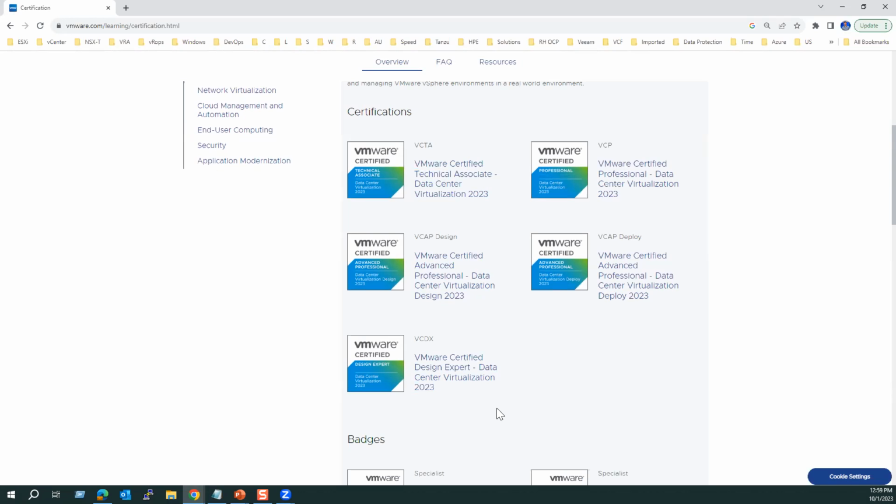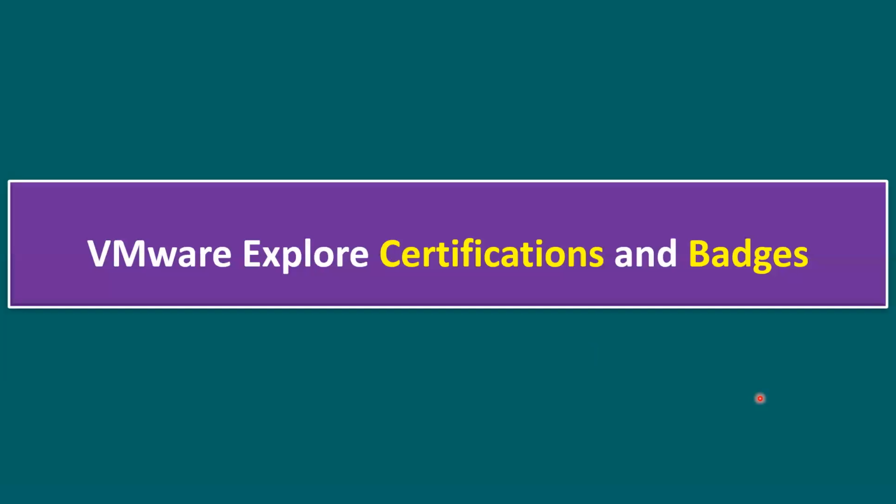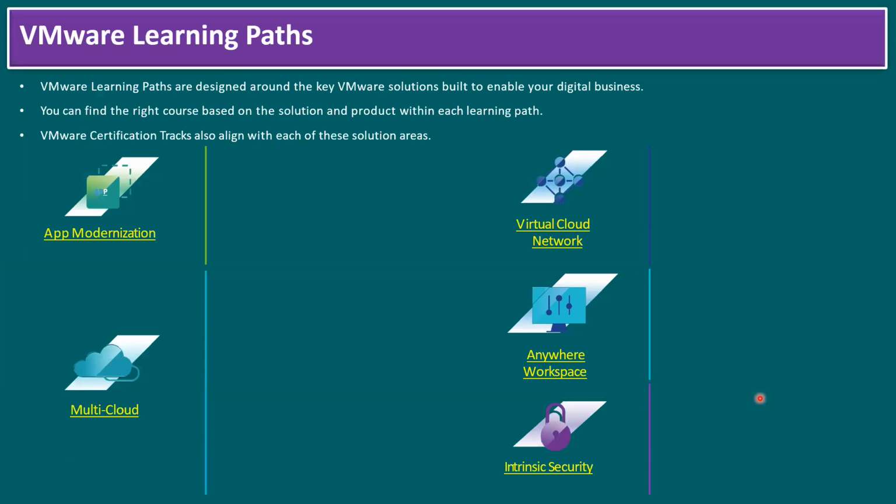And now let's talk about the learning paths within VMware certifications. So here is the learning path. Let me read through these key points. VMware learning paths are designed around the key VMware solutions built to enable your digital business. VMware solutions fall into these five tracks: multi-cloud, app modernization, VMware cloud network, anywhere workspace, and intrinsic security. You can find the right course based on the solution and product within each learning path. There are five learning paths, and you can choose any one. VMware certification tracks also align with each of these solution areas.